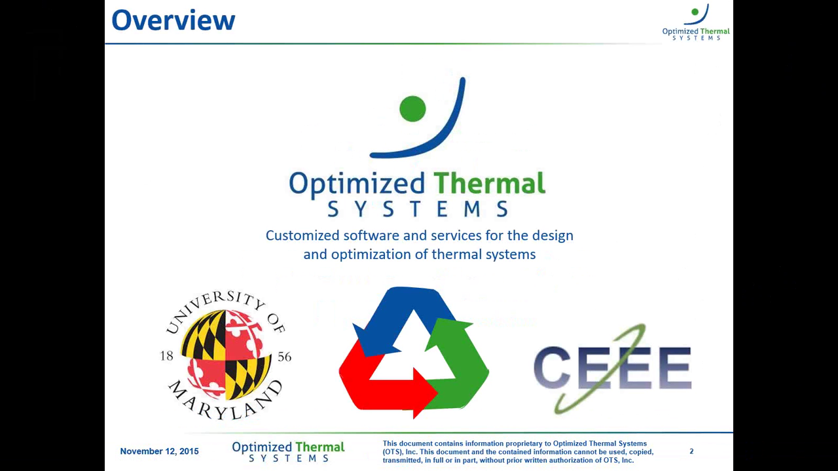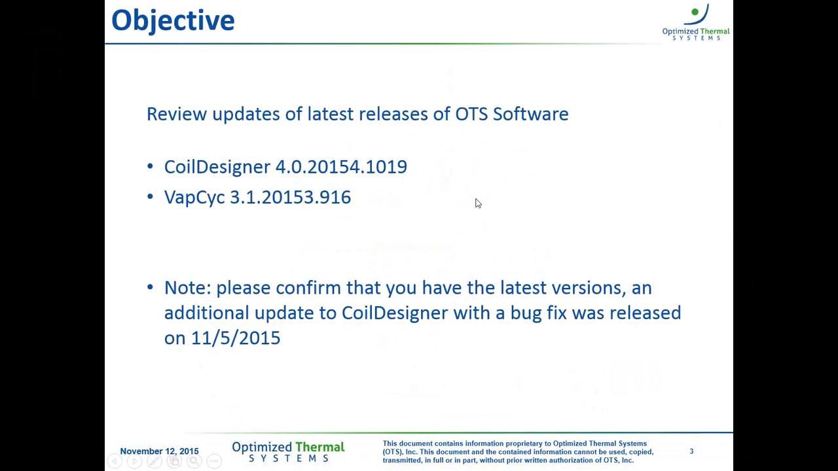So, Optimized Thermal Systems. I want to put a little bit of background information in here because I know that some people attending are Optimized Thermal Systems customers using CoilDesigner. Some people are CEEE members or partners with the university, and this is obviously open to the public. Hopefully in the future, anybody who's interested can join these kinds of sessions. But the point here is that Optimized Thermal Systems is distributing the software CoilDesigner and VapCyc. It's being developed at CEEE. So these updates that you see here are coming out of a lot of research that's being done at the University of Maryland, as well as some work from OTS, where we will add some features and correlations and so on to the software. So that's where all of this is coming from.